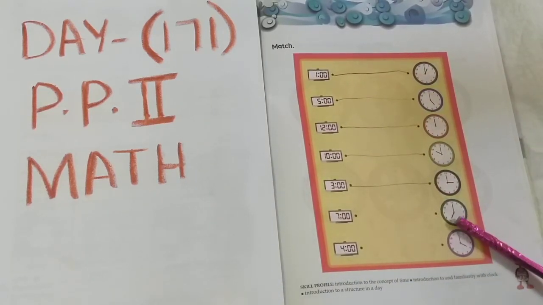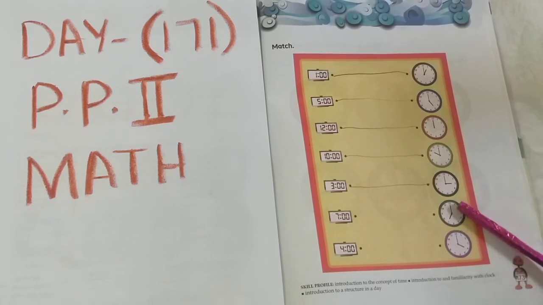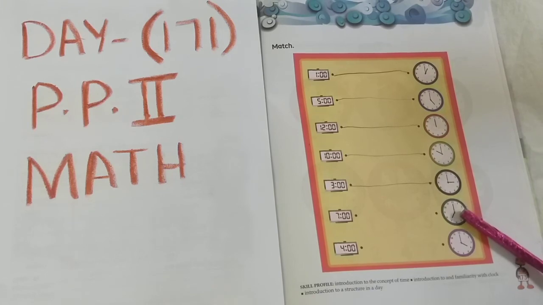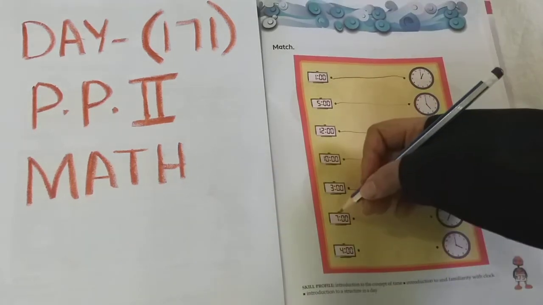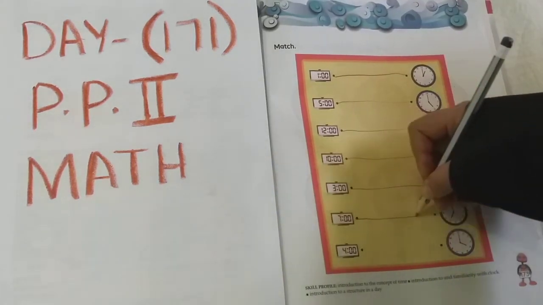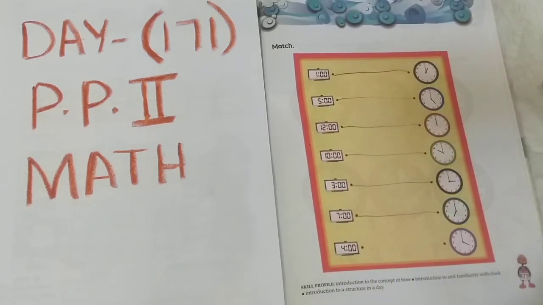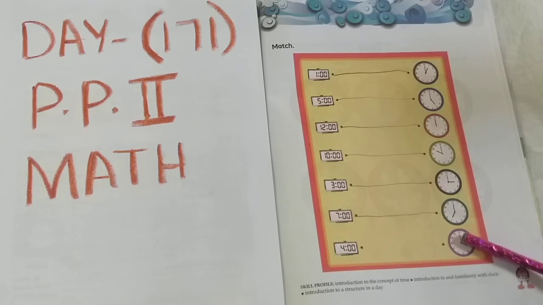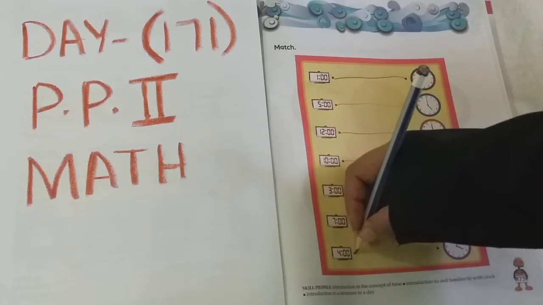Next, short hand on 7. Long hand on 12. What do we call this time? 7 o'clock. Here you can see 7 o'clock. Match with this. Here, short hand is on 4. Long hand is on 12. What is the time? 4 o'clock. So here you can see 4 o'clock. Match with this.